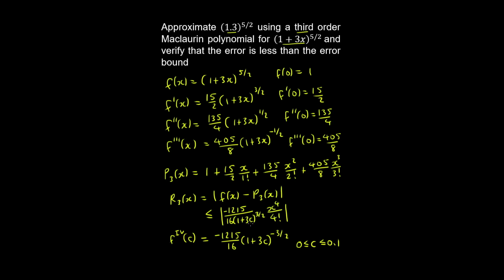So because c is in a denominator, we choose c equal to 0 to maximize the error bound, and x is 0.1. And calculating this out, now to obtain the error, we substitute x equals 0.1 in our polynomial and subtract it from the exact value. So calculating that out, we can see that the error is less than the error bound.